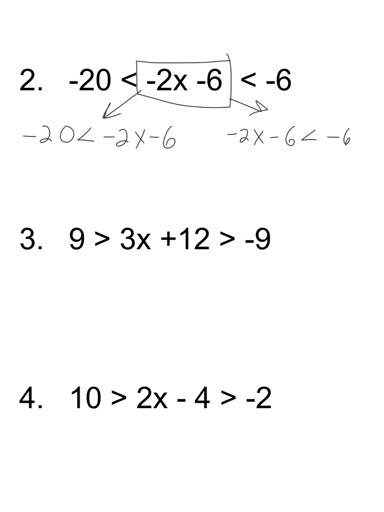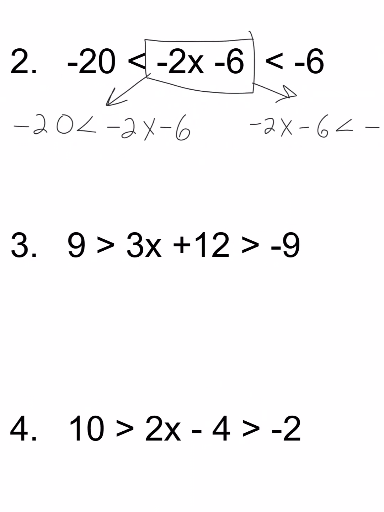And so let's start by solving the one on the left. And I'll do it in red. We'll add 6 to both sides. When you do that, you get negative 14 is less than negative 2x. We'll divide by negative 2, and when we do, we're going to have to flip the sign of the inequality. So we'll get a positive 7 and a positive x. But it'll say x is less than 7.